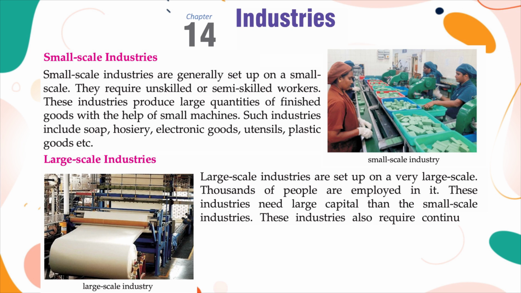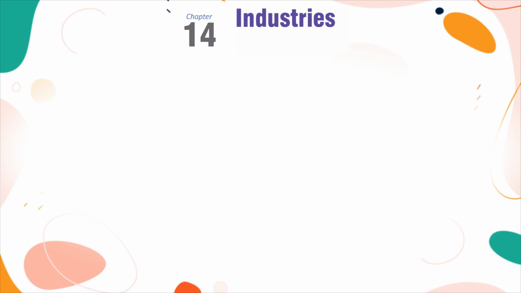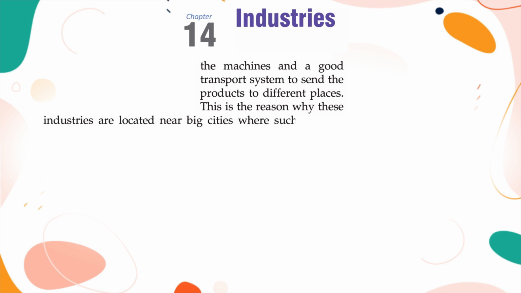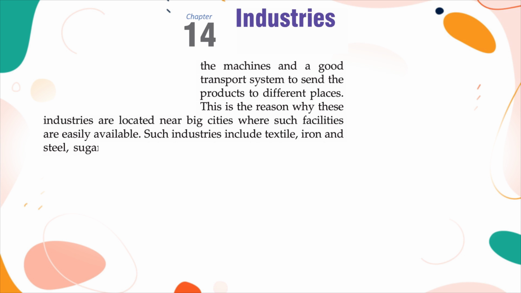These industries also require a continuous and huge supply of raw materials and electricity to run the machines, and a good transport system to send the products to different places. This is the reason why these industries are located near big cities where such facilities are easily available. Such industries include textile, iron and steel, sugar, automobile, heavy electric goods, aeroplane manufacturing, etc.